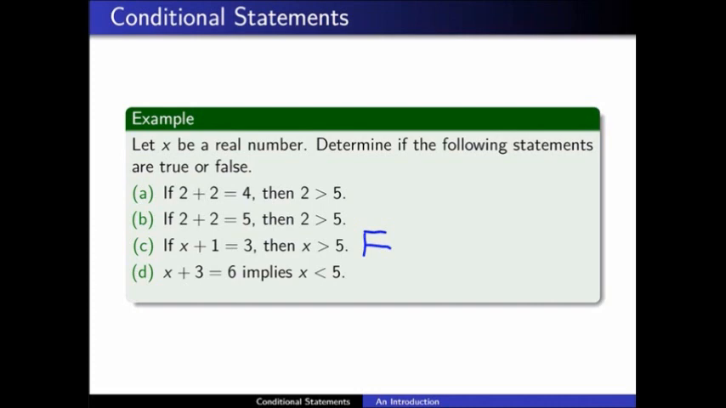Now looking at example D, x plus 3 equals 6 implies that x is less than 5. If x plus 3 equals 6 is true, that would mean that x equals 3. And 3 is certainly less than 5. So when the hypothesis is true, the conclusion is also true, making this a true statement. So the only times that we were getting false statements were A and C, and B and D will be true statements.